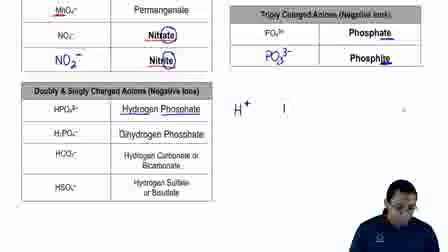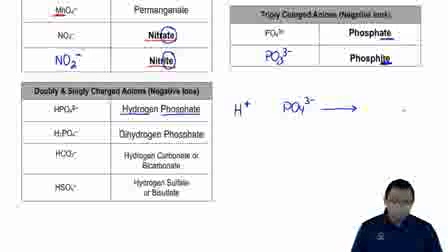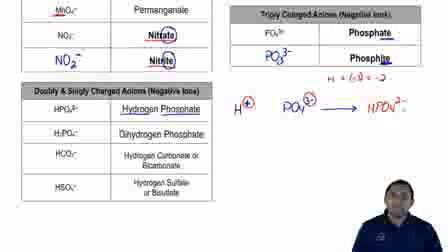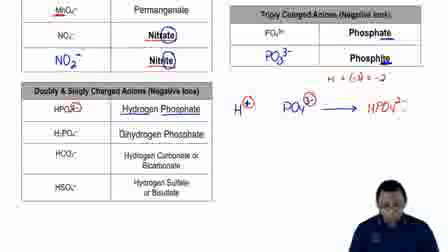We just saw that phosphate is PO4 3-. So all you have to realize here is that we have this +1 combining with this -3. So if you work that out with basic math, that gives us a -2. So that's why our compound is HPO4 2-. It's the positive one that's reacting with the -3 in the phosphate that gives us this -2 charge.